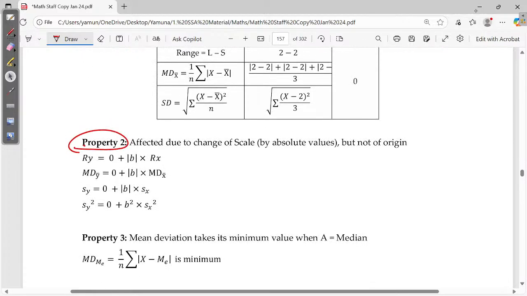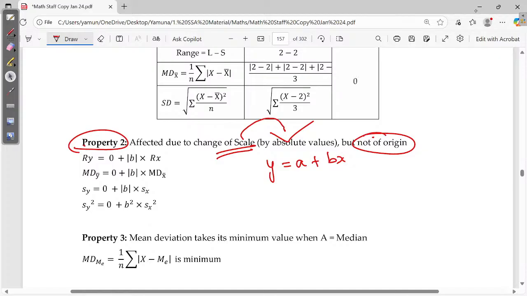Property 2, yes, we have discussed. Affected due to change of scale, but not by origin. Scale also not directly with the negative values, but only by absolute values. So if I have y is equal to a plus bx, actually this I have missed out. You can please make a note of it.